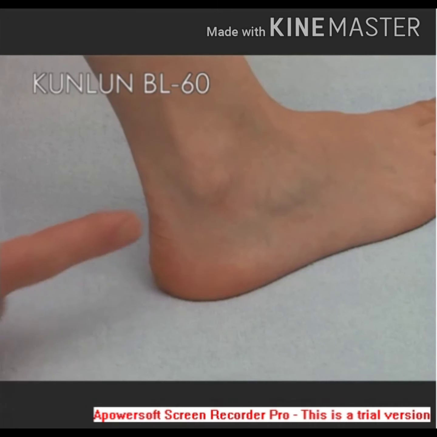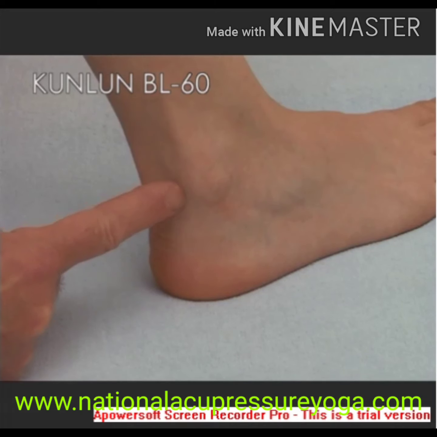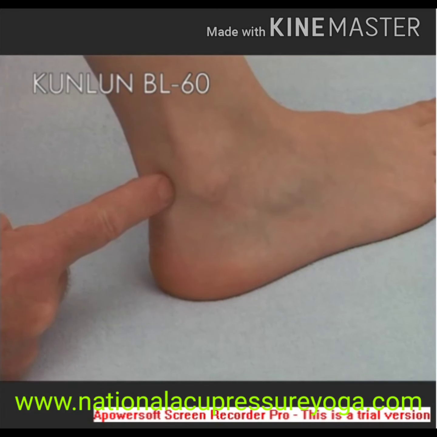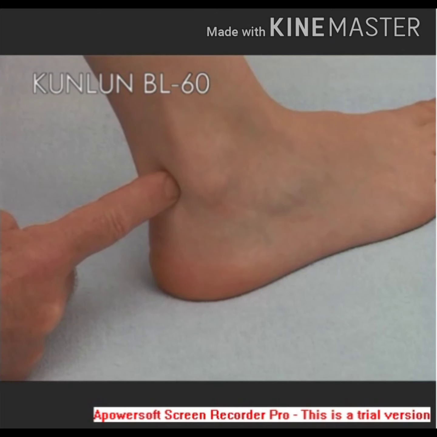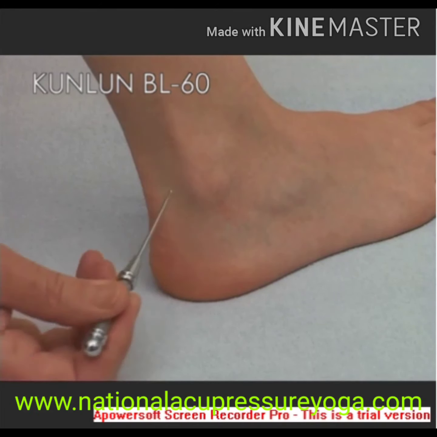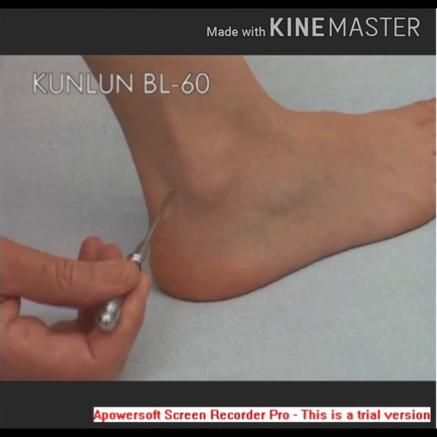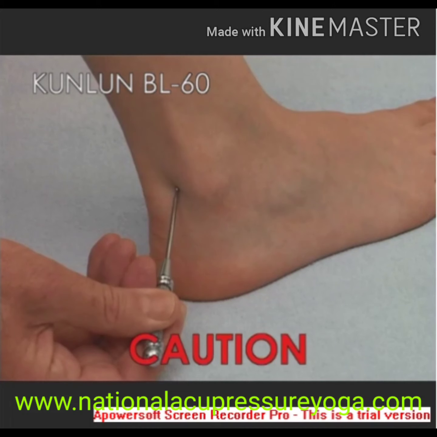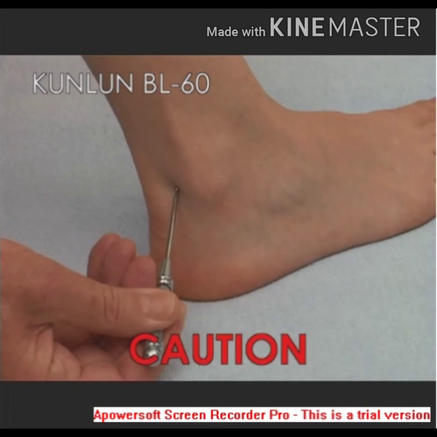Kunlun, bladder 60, is located behind the ankle joint, in the depression between the prominence of the lateral malleolus and the Achilles tendon. Locate in the center of the depression, midway between the prominence of the lateral malleolus and the posterior border of the Achilles tendon. Perpendicular insertion, 0.5 to 1 cun, or directed superiorly to join with Tai Chi, kidney 3, 1.5 to 2 cun. Caution: contraindicated in pregnancy.